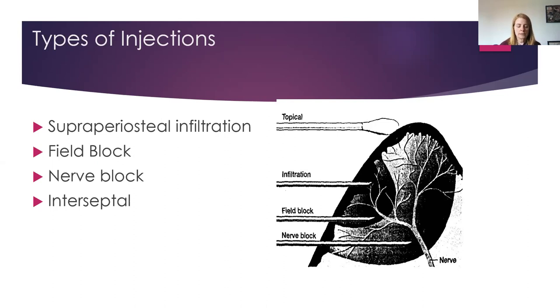Our field block is going to be a form of regional anesthesia deposited near larger terminal nerve branches. It can also be known as the supraperiosteal, which would be referring to a single tooth in the maxillary. The ASA and MSA are included in that. So even though they numb a couple of teeth, those are included in this field block or the supraperiosteal type injection, because we're going to be injecting at the height of the mucobuccal fold, second premolar. The apex of the second premolar is our site of deposition.